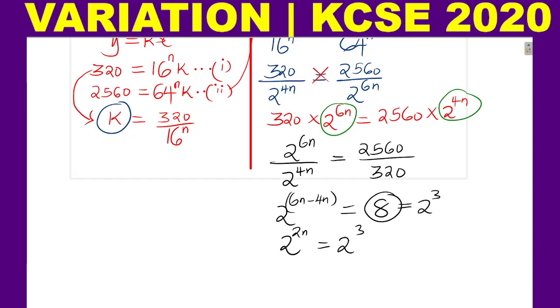Now you can see the bases are the same. So we simply pick the powers, and this will give 2n is equal to 3, and n will be 3 over 2. Simply, you can leave it as 1.5.